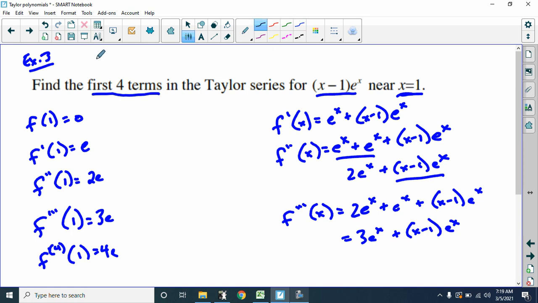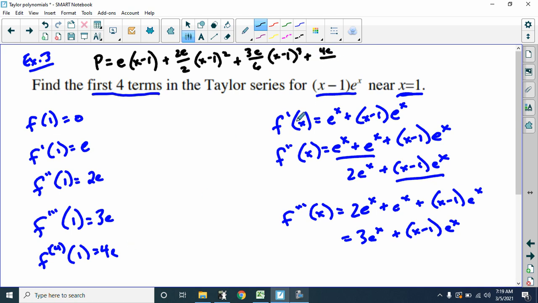So our Taylor polynomial is equal to the first term, 0, plus the derivative times x minus 1, plus the second derivative divided by 2 factorial times x minus 1 squared, plus the third derivative divided by 3 factorial, 6, times x minus 1 cubed, plus the fourth derivative divided by 4 factorial, 24, times x minus 1 to the fourth.